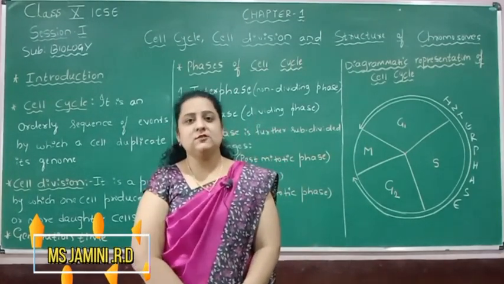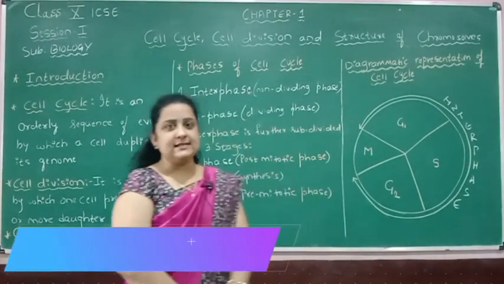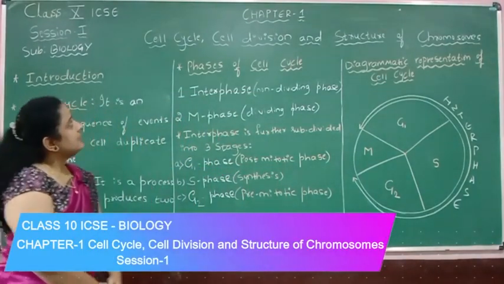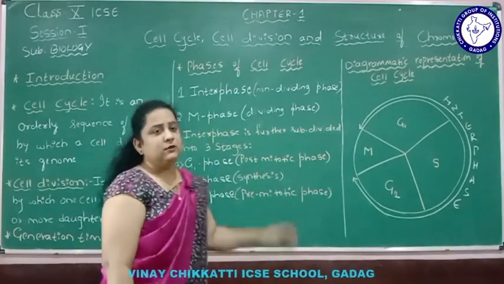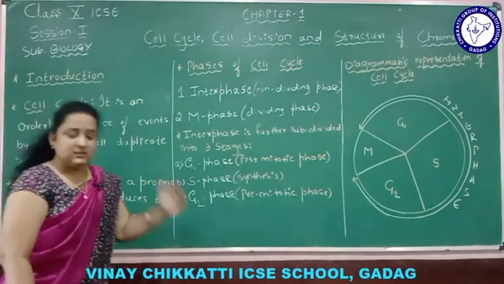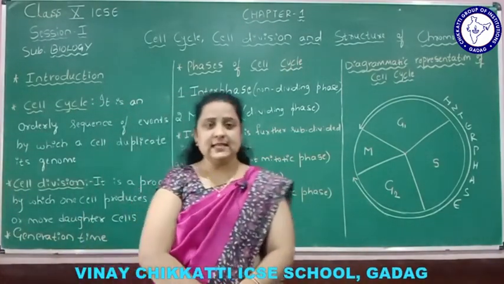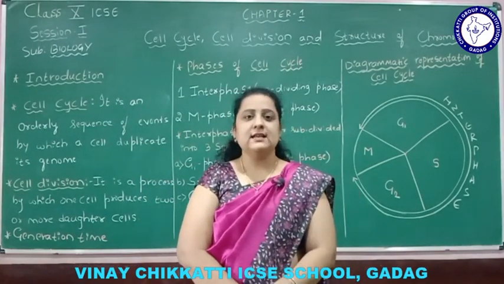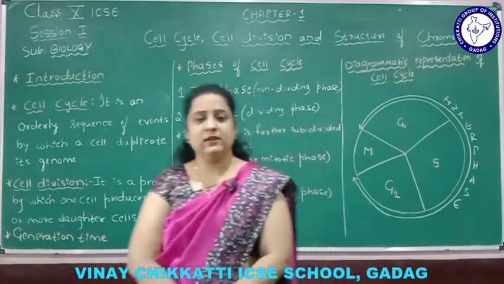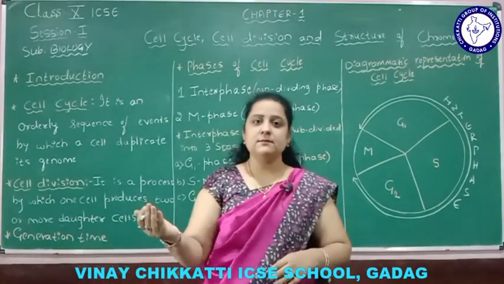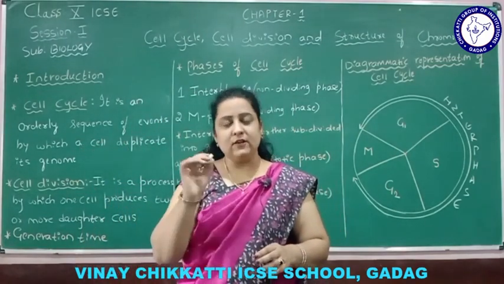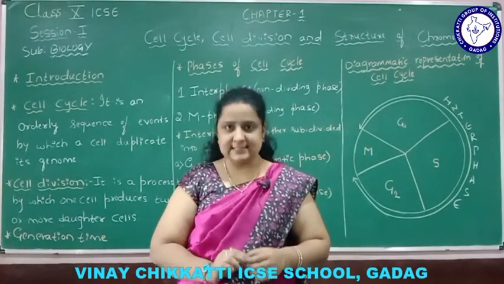Today we are going to start the first chapter of class 10 ICSE biology, that is cell cycle, cell division and structure of chromosomes. Before going to the cell cycle, we'll discuss a brief about the cell. As you already know, the cell is the basic unit of all living organisms, and every organism, whether it is a higher organism or a lower organism, every individual body is made up of cells.